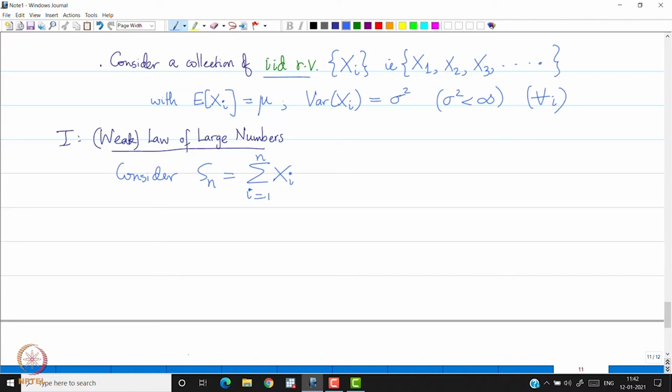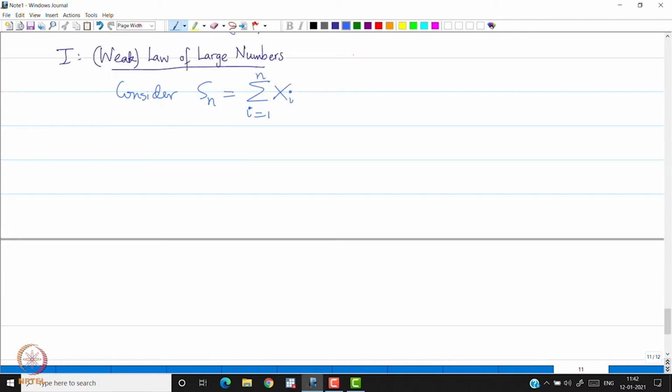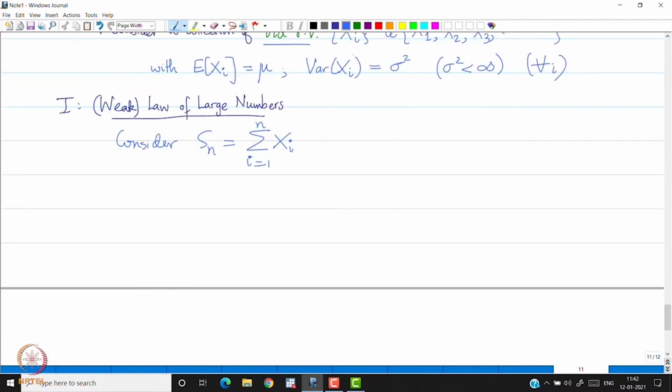This quantity Sn is the sum, but what is more interesting than the sum itself is the sample average. Given this collection of random variables Xi, we can form the two random variables: Sn, which is the sum of the n of them, and Sn by n, which is the so-called sample average.